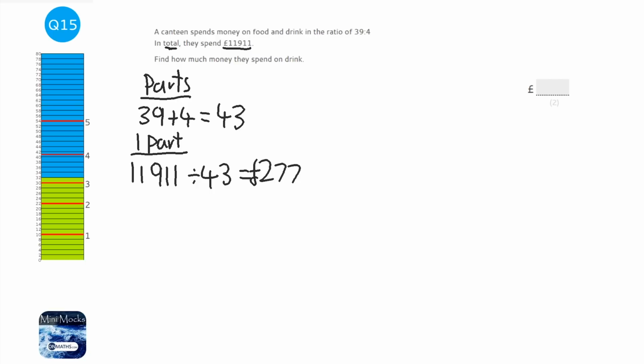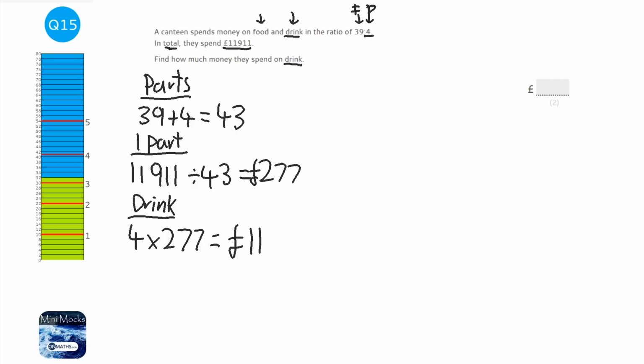Now let's read the question. Find how much money is spent on drink. Well, drink is this one here. The order in the question, food, drink, is the order in which the ratios are, so food, then drink here. So there are 4 parts, so we're just going to write drink. If each one part's worth 277, we're just going to do 4 lots of that. I might as well do it on the calculator, times by 4, and that's going to be 1108.